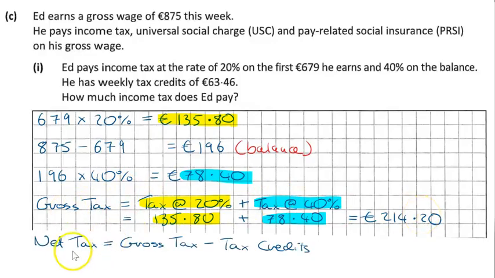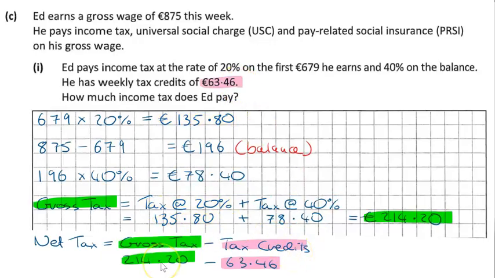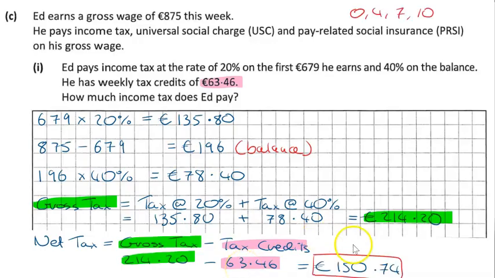So the net tax is going to be the gross tax minus the tax credits. And the tax credit in the question is 63.46. So 214.20 euro minus 63.46 euro leaves us with 150.74 euro. So that is the net tax. So how much income tax does Ed pay? He pays 150.74 euro. And this is a 10-mark question.